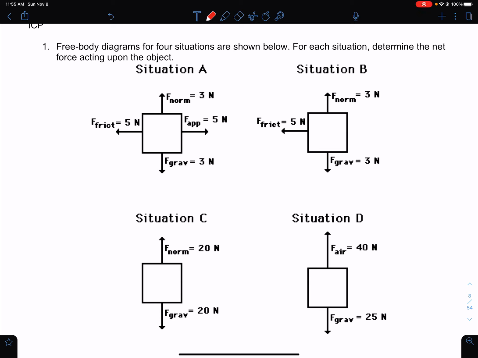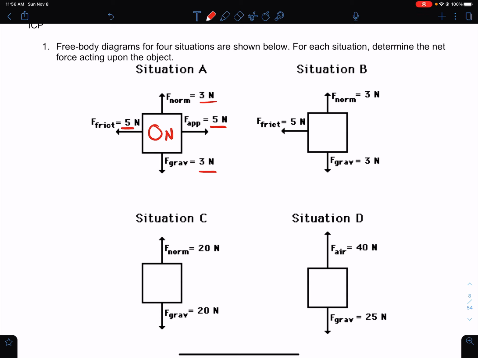So we've got a free body diagram here, situation A. You have 3 newtons that's acting up, 3 down. It's not going to go anywhere in terms of up or down. We have 5 newtons of friction to the left. We have 5 newtons of applied force to the right. If we're looking at the net force here, our net force is 0 newtons.